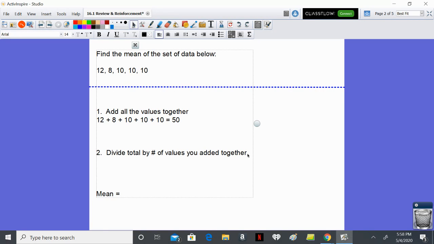Then I'm going to take the total number and divide it by how many numbers I just added together. Well, let's count. 1, 2, 3, 4, 5. So 50 divided by 5 equals 10. So my mean for this set of data, the average for this set of data, is 10.